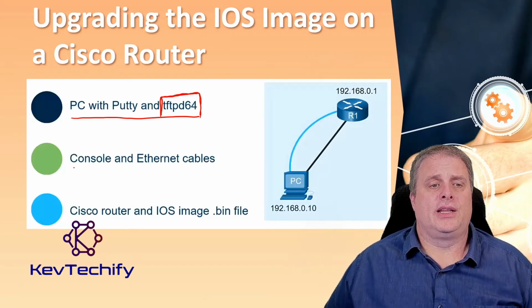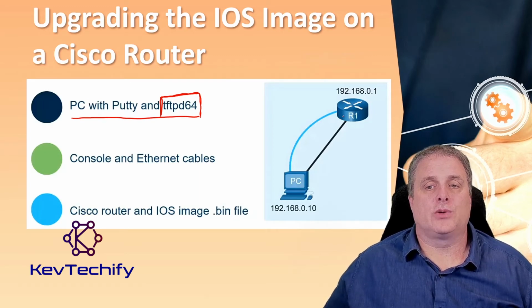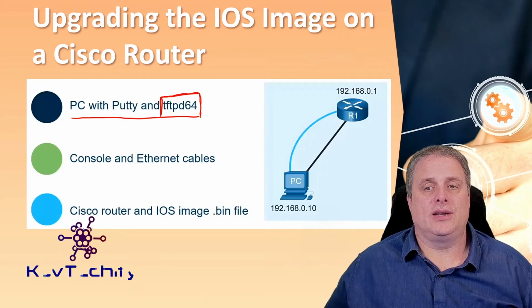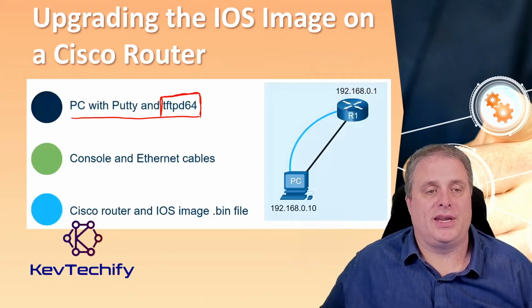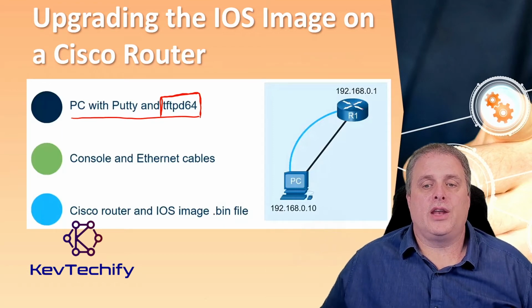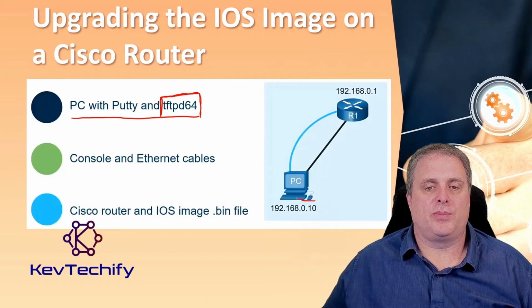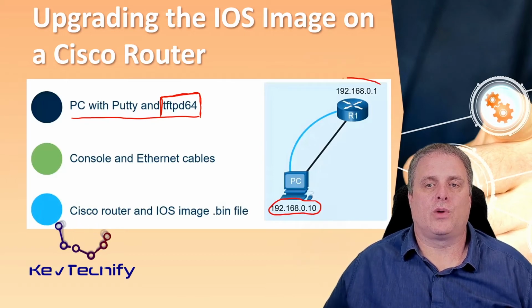Then you need console connections and Ethernet cables. What you're going to do is connect your PC directly to R1. You are going to then console in to R1 from your PC. When you do that, you're going to set up a minimal network. You're going to set the IP address on your PC to one address, and the IP address on your router to another.